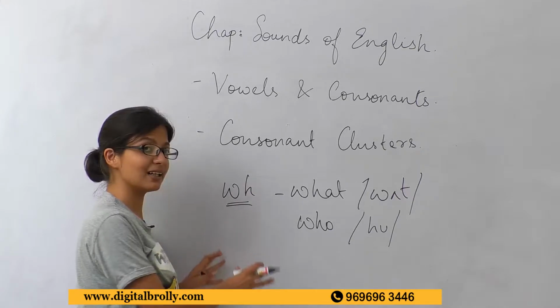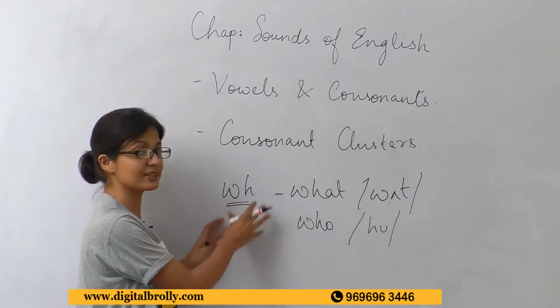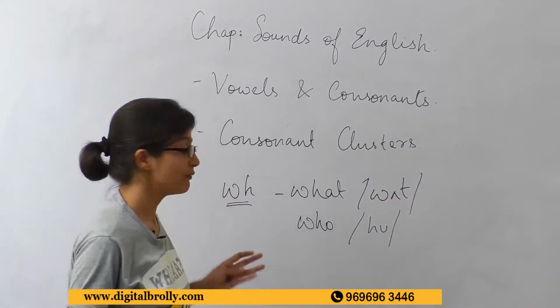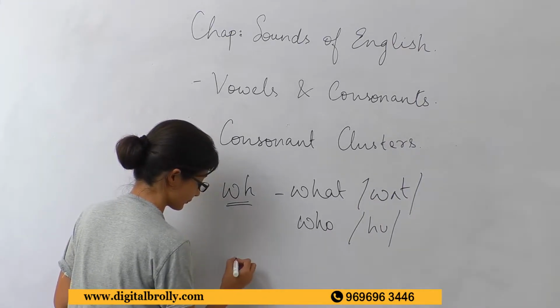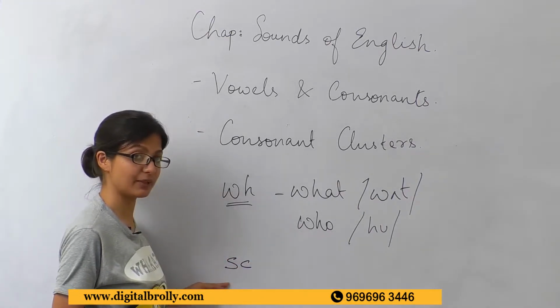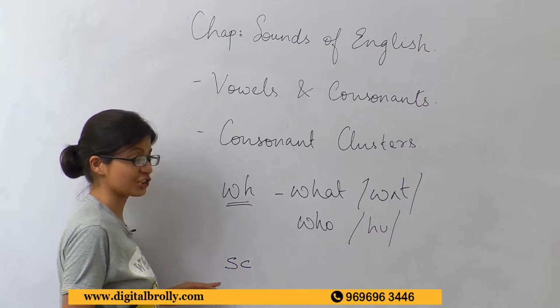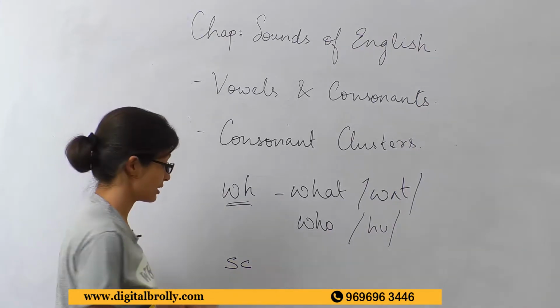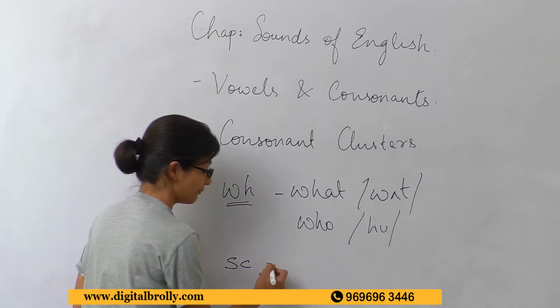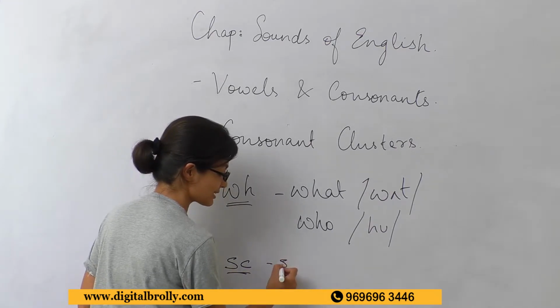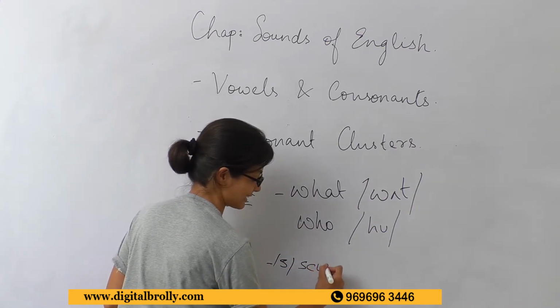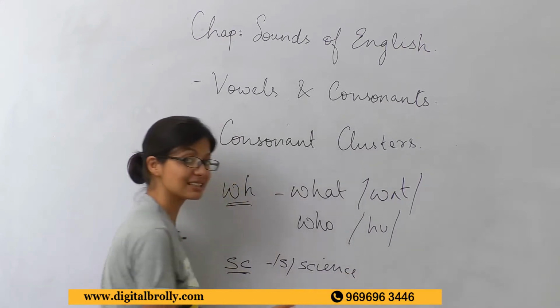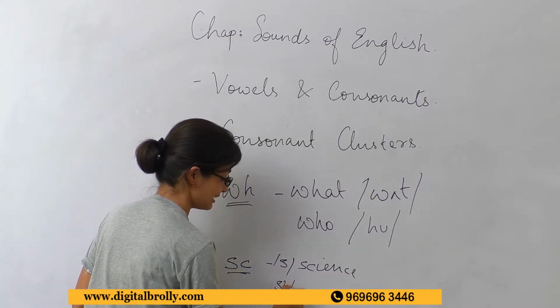So, there are certain other consonants which have a similar kind of pronunciation. For example, S and C together can have a pronunciation of either S or SK. You can find this SC having an S-like pronunciation in science and an SK-like pronunciation in scan.